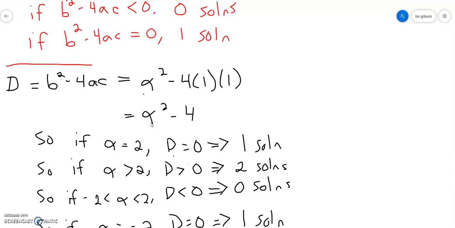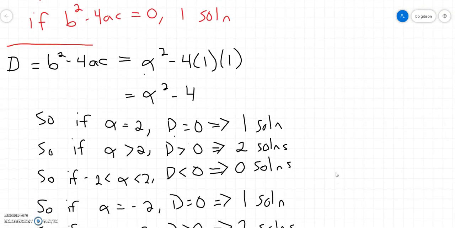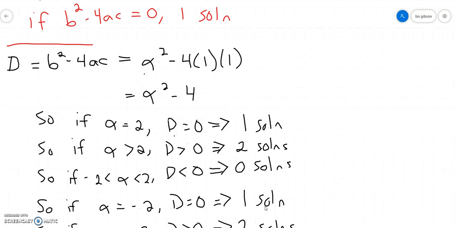So, how can we get different solutions out of this? Well, obviously if alpha is 2, that makes the discriminant 0, which means we got 1 solution. If alpha is bigger than 2, we'll get some positive value, so we'll have 2 solutions. Now, if alpha is smaller than 2, we're going to get no solution, except for if it gets small enough, which is to say if it gets to be negative 2. Notice, we're back at 4 minus 4, so you get 1 solution again.